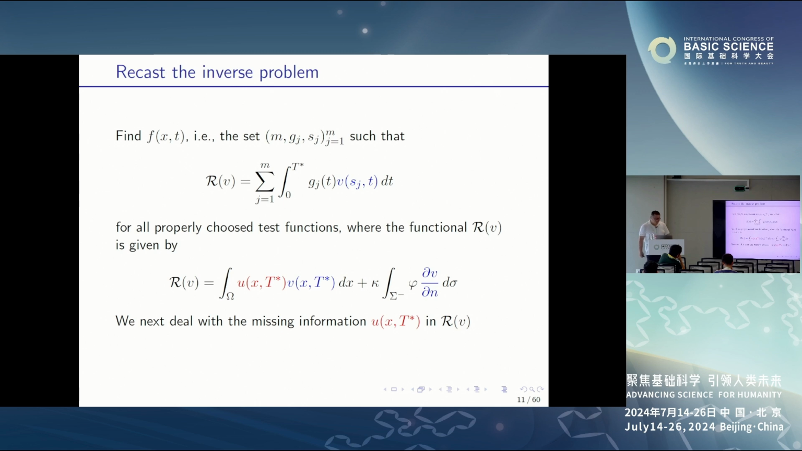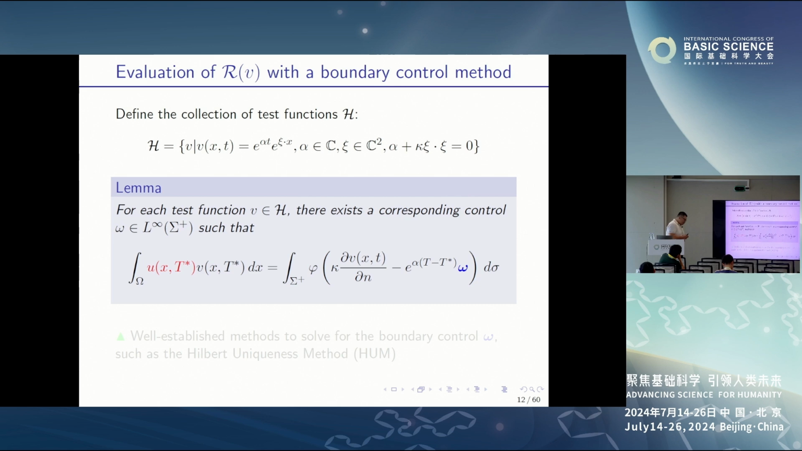Okay, so now we need to deal with how to evaluate this integration over the whole domain without the information u x t star, without having to measure the information of u everywhere. That's the problem we're gonna deal with.